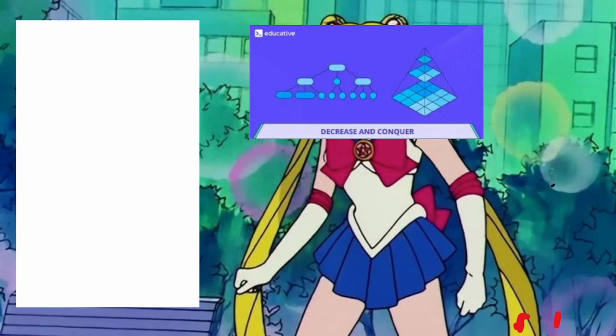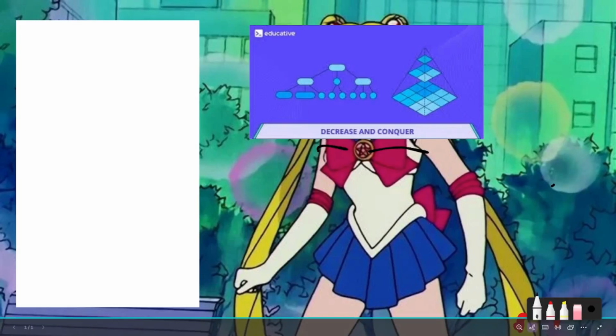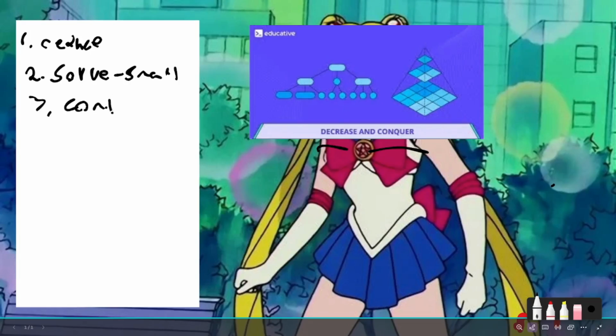Alright. So for our next algorithm design technique, we'll be talking about decrease and conquer. In this, you want to do 3 things. You reduce the problem instance into a smaller instance of itself. And then you want to find a solution to the small instance of that problem. And then 3, you want to combine those small solutions into the big one. So it's like you're breaking it down, and then it's feeding back into itself to solve. Ooh, it's a little spaceship.